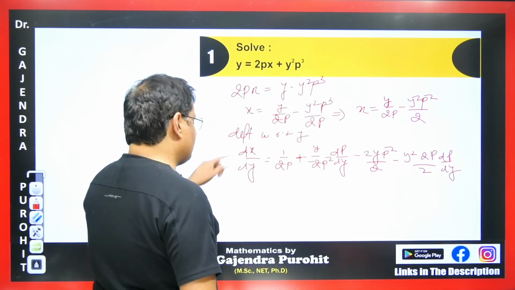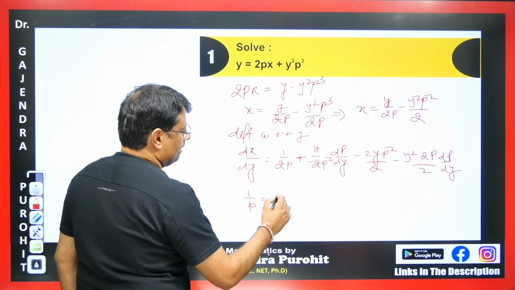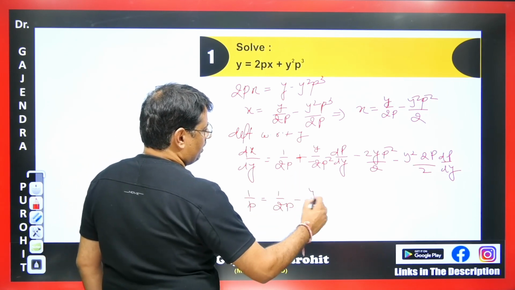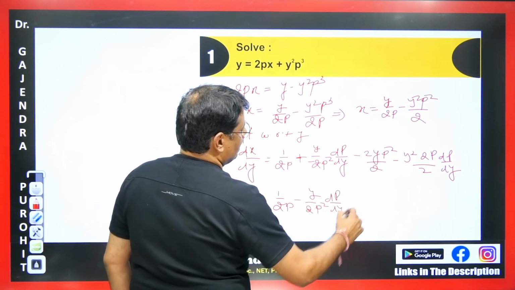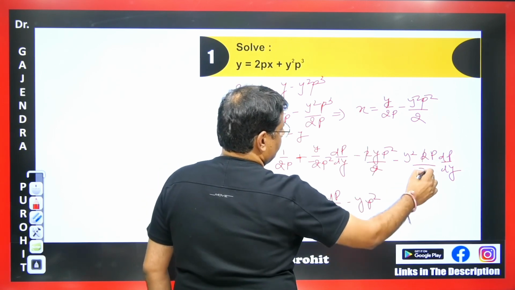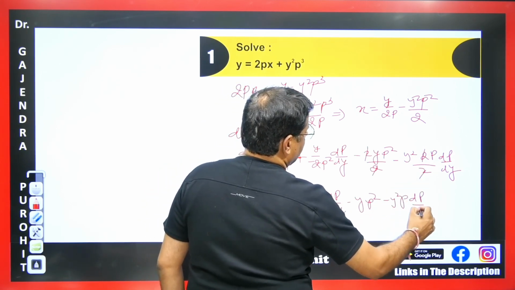Now we know that we can write dx by dy as 1 upon p. So 1 upon p is equal to 1 upon 2p, minus y upon 2p square into dp by dy. This 2 cancels with the 2 here, so this will be minus yp square. Here also the 2 cancels, so we have minus y square p into dp by dy.